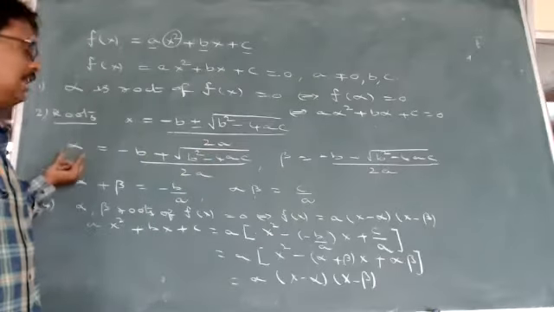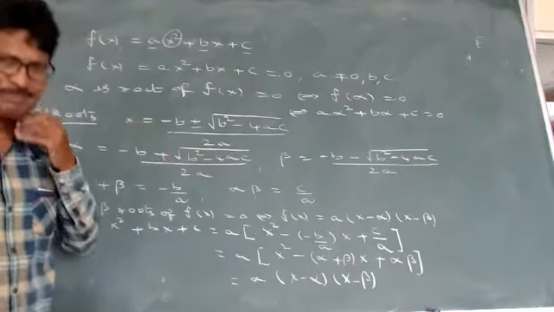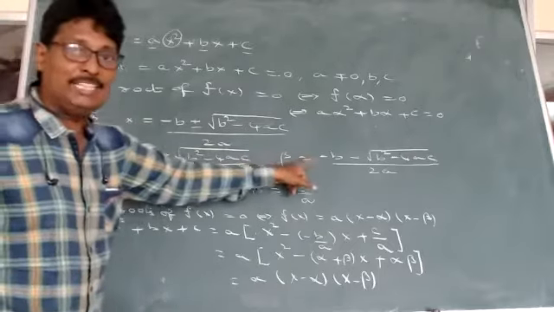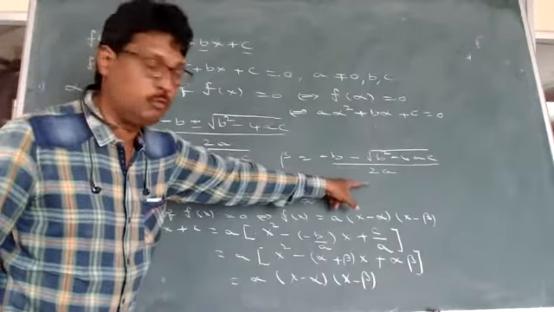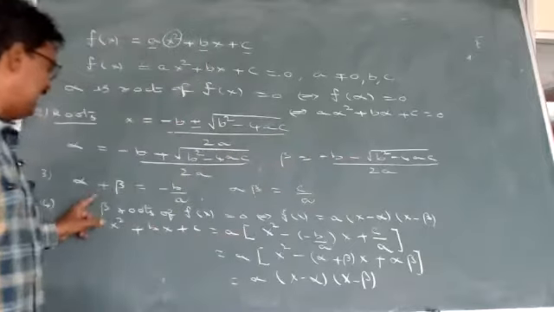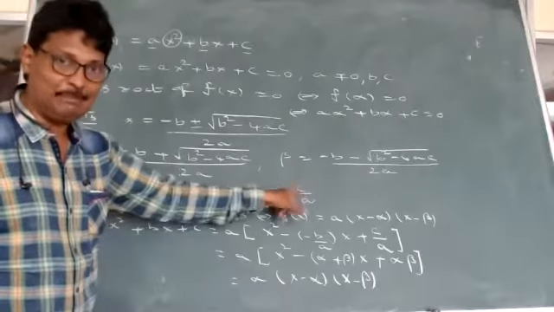Here, the first root is alpha equals minus b plus root of b square minus 4ac by 2a, and beta is minus b minus root of b square minus 4ac by 2a. Here is plus, here is minus. Adding will get minus b by a, and multiplying will get c by a.